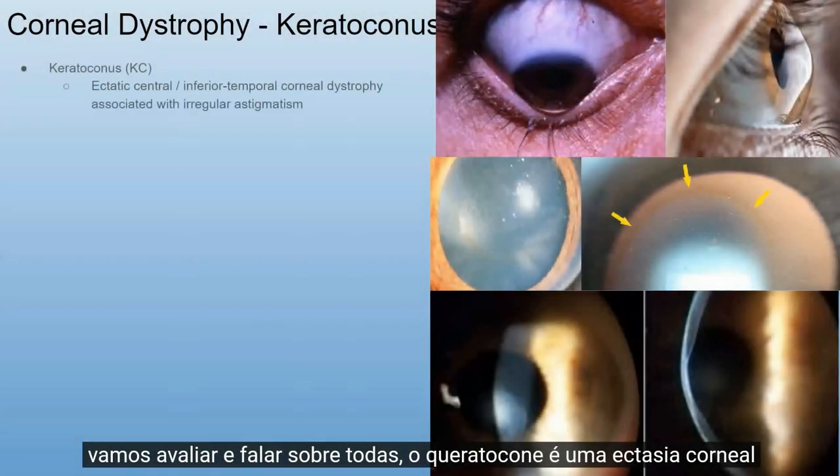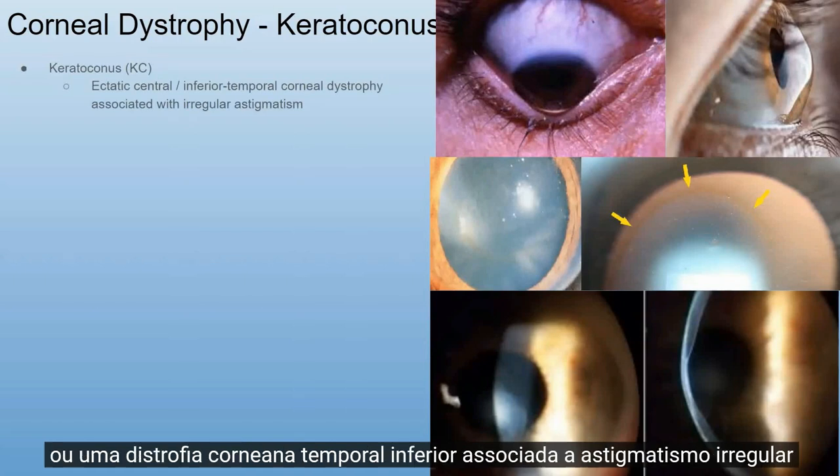So keratoconus is an ectatic central or inferior temporal corneal dystrophy that's associated with irregular astigmatism.